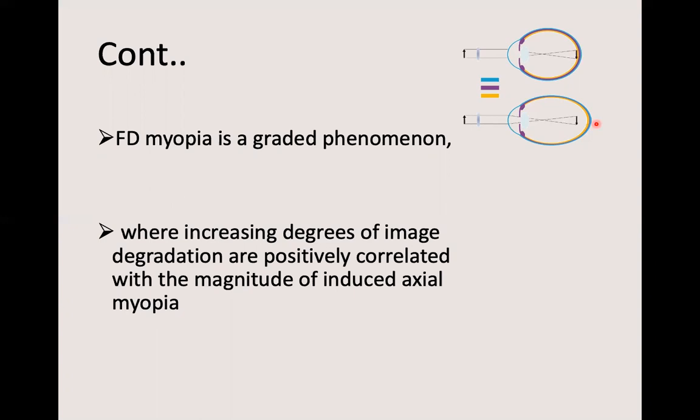I have seen many research articles about this, and what I have found is that people having corneal opacities or vitreous opacities have larger axial length as compared to normal people, which suggests that form deprivation is also a contributory factor for myopia progression.